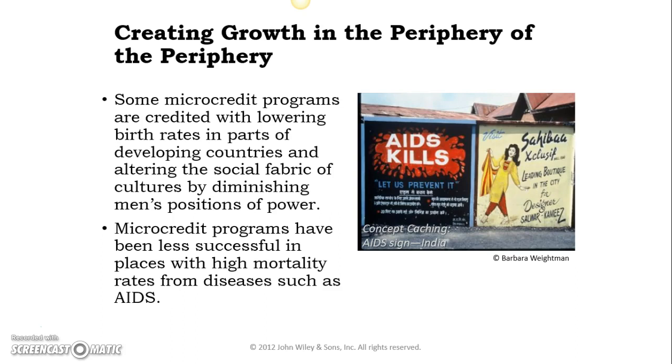So some microcredit programs get credit for doing things like lowering birth rates, right? And they alter the social fabric of cultures. What they do is they really change it by changing who's got power in a given situation, right? So if a man's the only one who's working, the only one bringing in money, the only one supporting the family, that's a real strong position of power to be in vis-a-vis his wife, right?